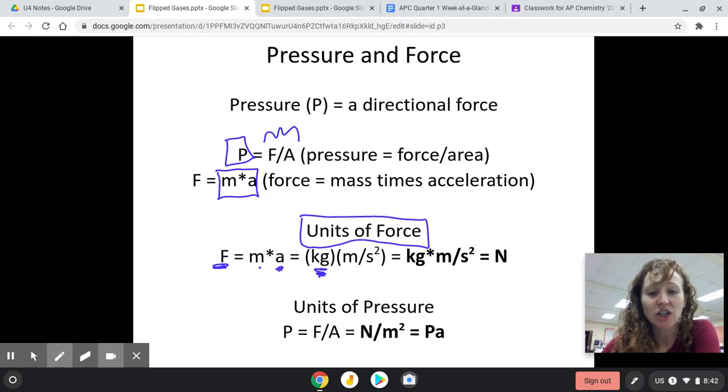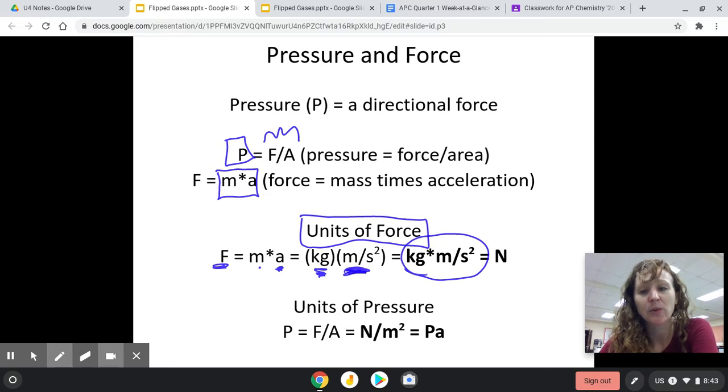And then acceleration, like we talked about, is how fast the speed is changing. So it's actually going to be meters per second squared. Meters per second would be speed or velocity, and then we have this additional how much does it change over time, so we get this second squared in there. So force is going to be measured in kilogram meters per second squared, which is called a Newton.